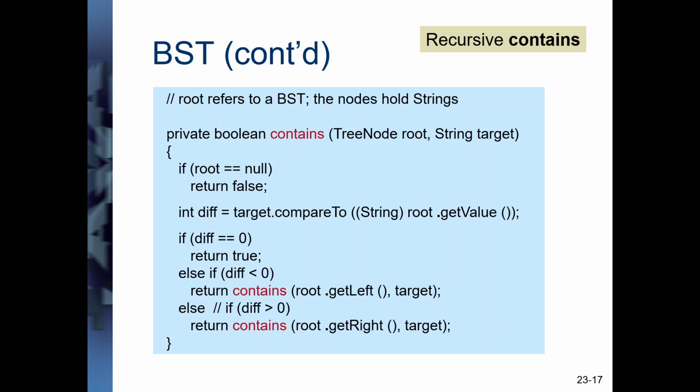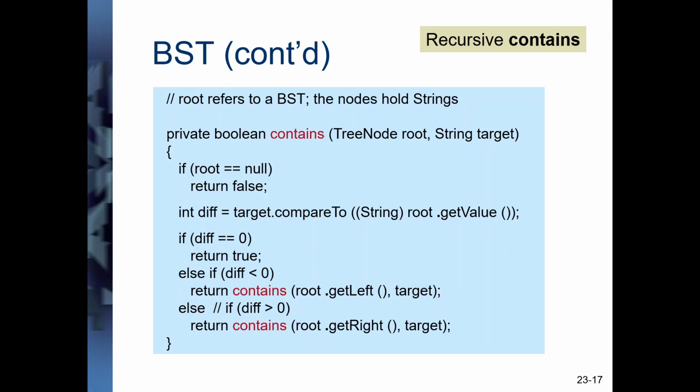All right, here is a recursive method that uses contains. Here I'm going to show you a contains method that uses recursion, and then another one, the next slide, will be an iterative solution to this. So here we're looking for a target value, and here we're assuming that the object values that are held in the tree nodes are strings.